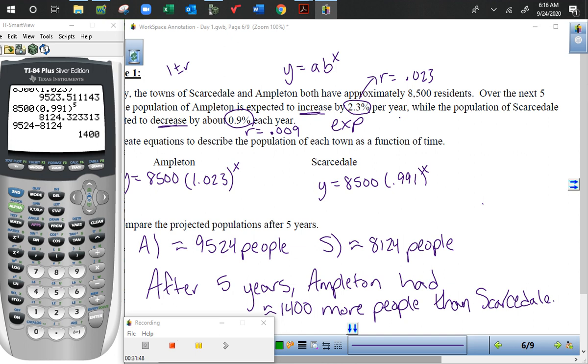Alright, and that's it. You're going to have a lot of problems very similar to this using y equals ab to the x, but you have to remember if you see increase by or decrease by, you have to use that 1 plus the rate. If you don't see that, if it says it's just this percent of whatever you had before, you can keep that rate used as your base.